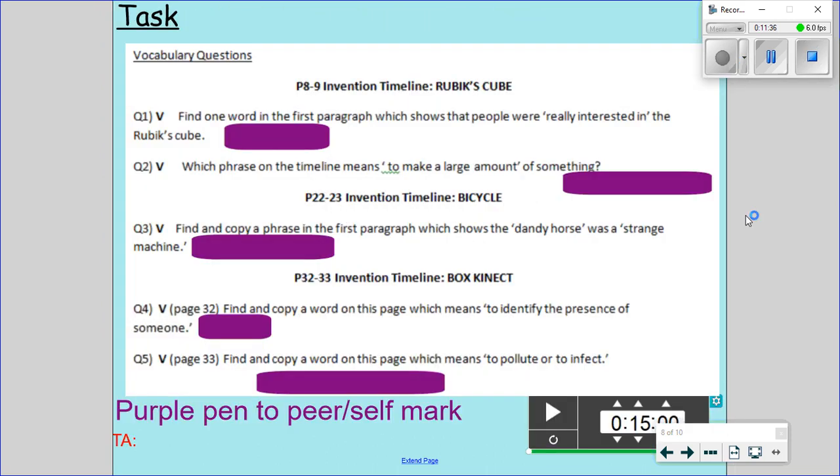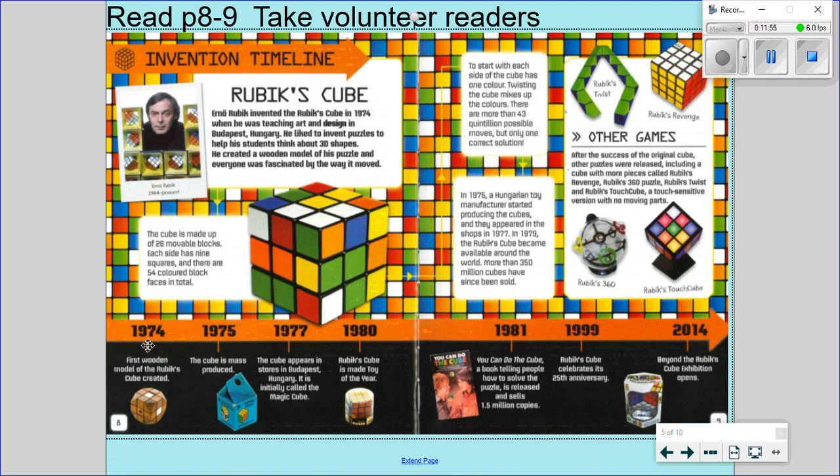Question number 2, still about the Rubik's Cube. We've got page 8 to 9. Which phrase on the timeline, so it's telling us where to look, means to make a large amount of something? Which phrase, so it's more than one word, on the timeline means to make a large amount of something? So looking at the timeline down here, which word means to make a large amount of something?